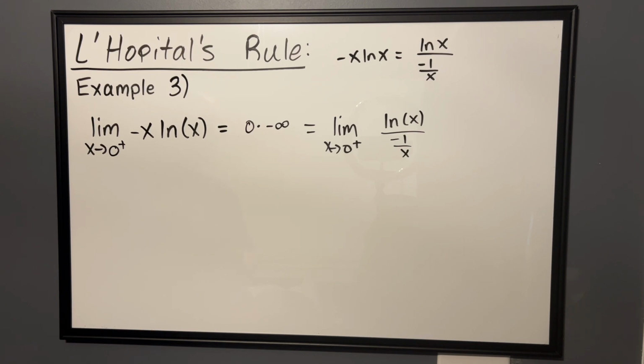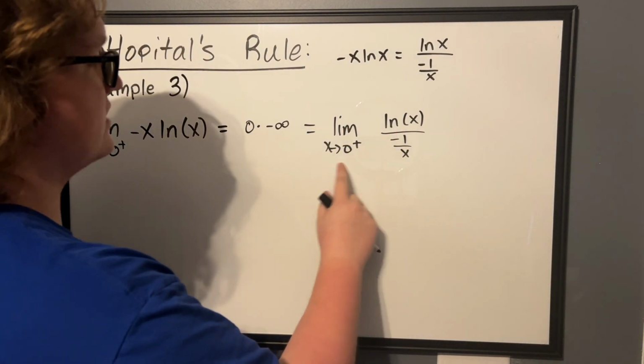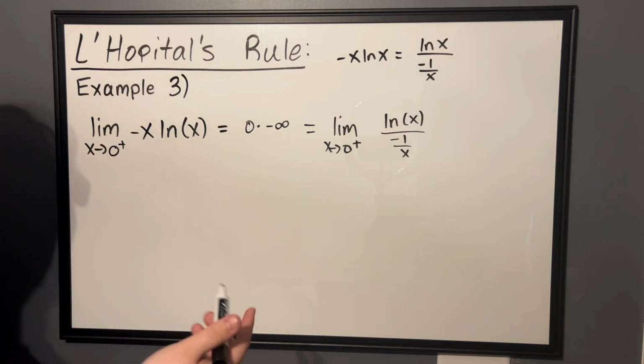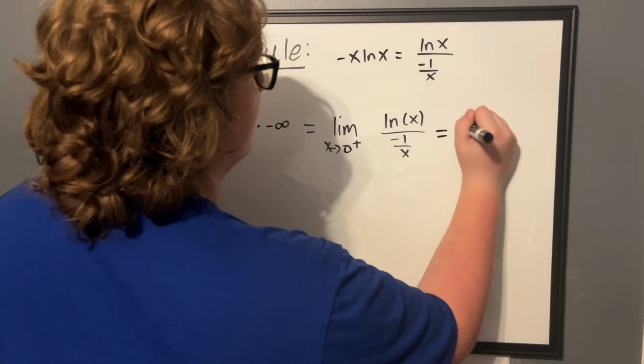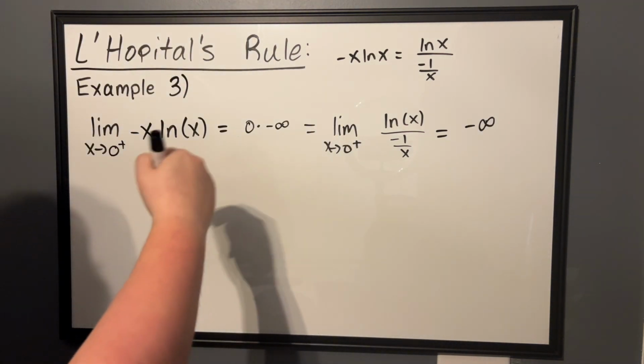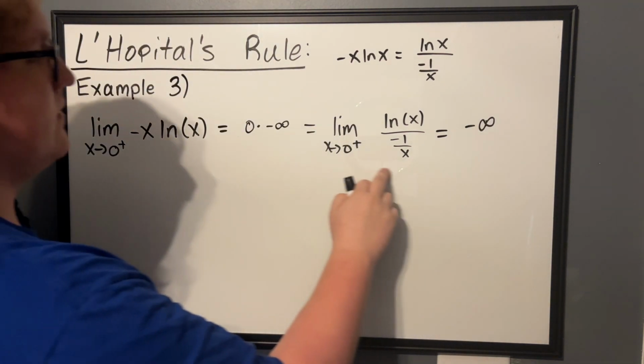Now you might not immediately see why this is helpful, but let's think about ln x as x goes to 0 from the positive direction. We're actually going to get a negative infinity. If you look at the graph of ln x, you'll see that as it approaches 0 from the positive direction, it comes down to negative infinity. And the same thing for this one.